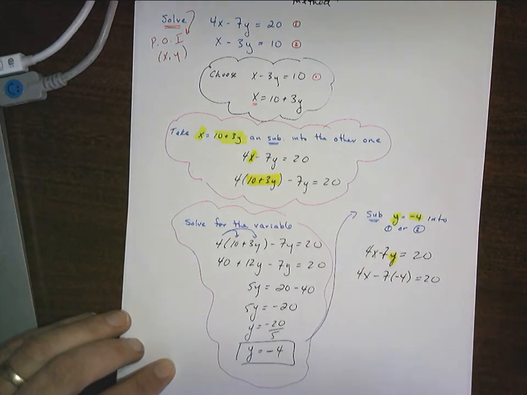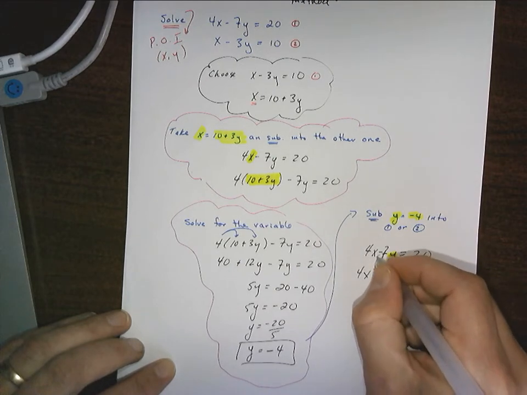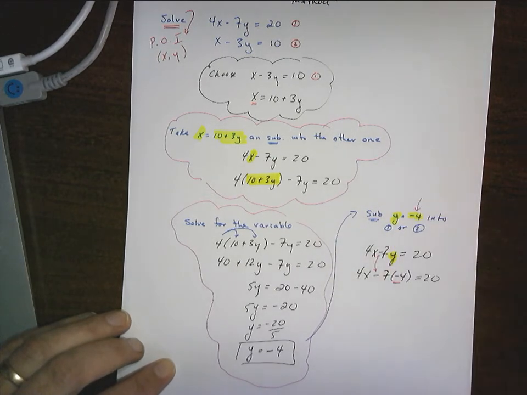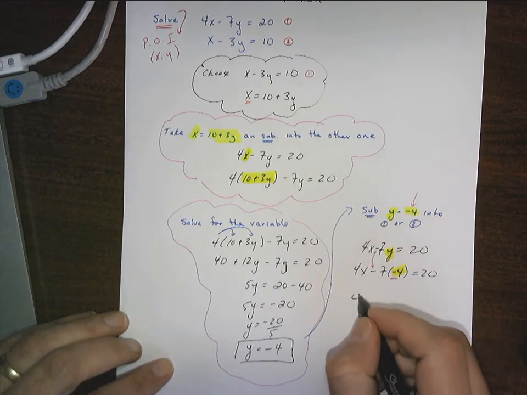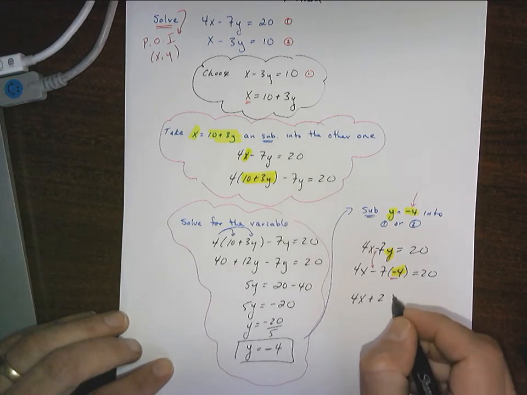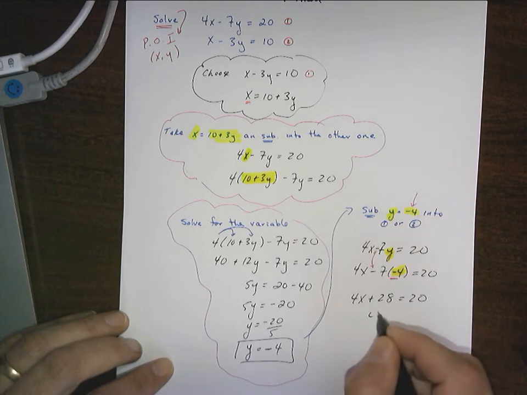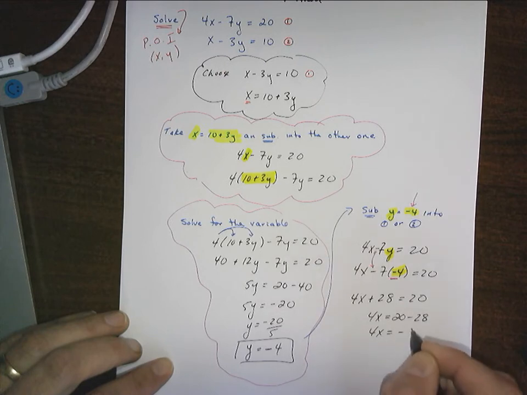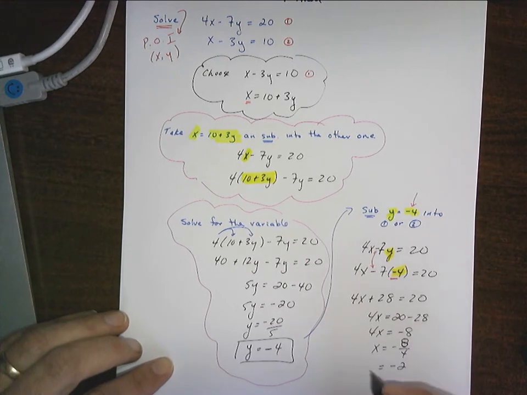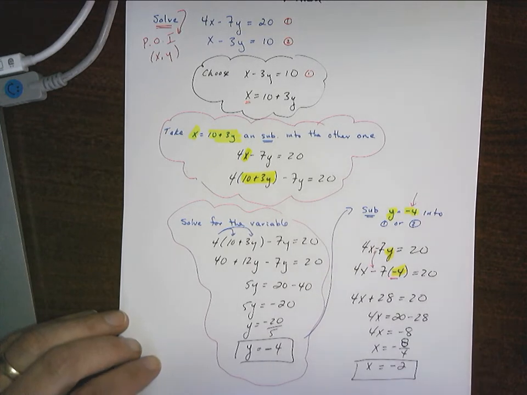Notice the negative on the outside with the 7 stays, but the negative 4 is negative 4, so it's got to be put in as negative 4. So a negative times a negative is a positive, so that's going to be 4x plus 28 equals 20. 4x equals 20 minus 28. 4x equals negative 8. X equals negative 8 divided by 4 equals negative 2. Congratulations, you have now got the final step.